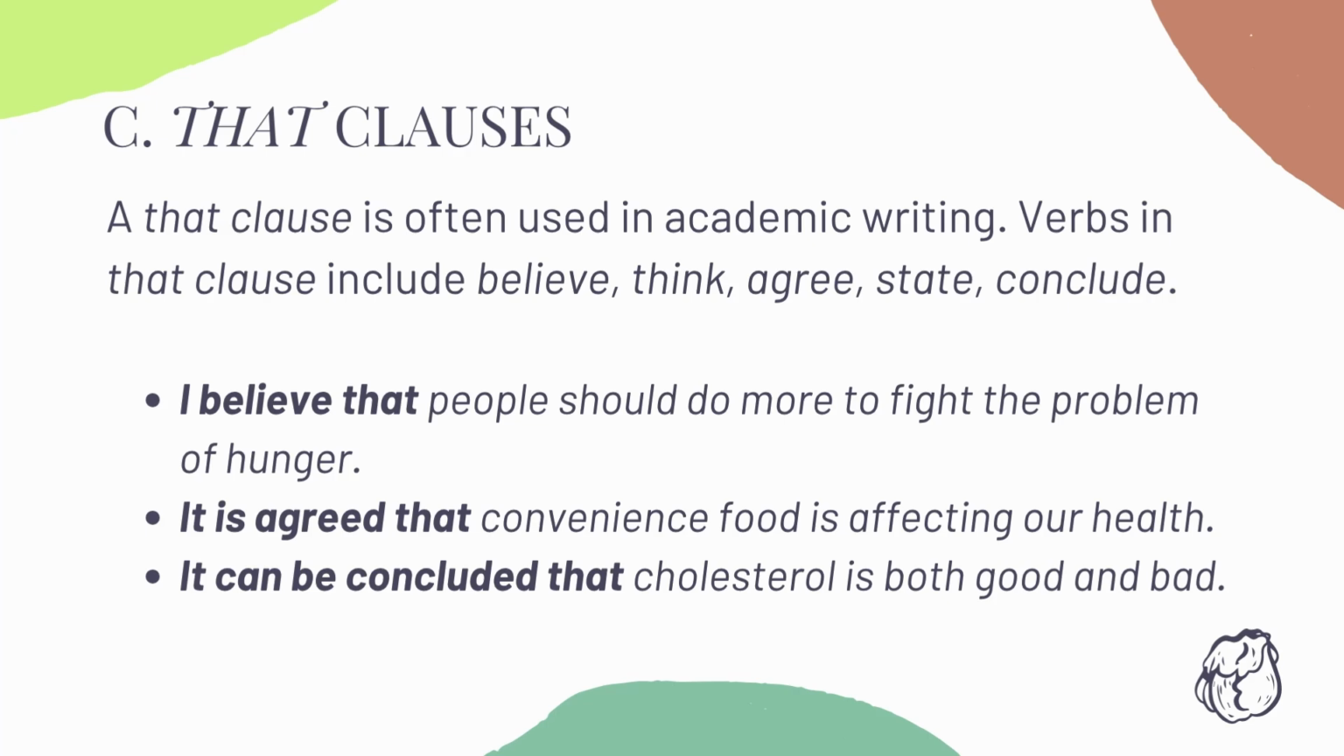Look at these examples. I believe that people should do more to fight the problem of hunger. It is agreed that convenience food is affecting our health. It can be concluded that cholesterol is both good and bad. In academic English, we usually include that in the sentence, even though we can leave it out and often do when we speak. This structure helps you express opinions and beliefs in a formal, academic way.